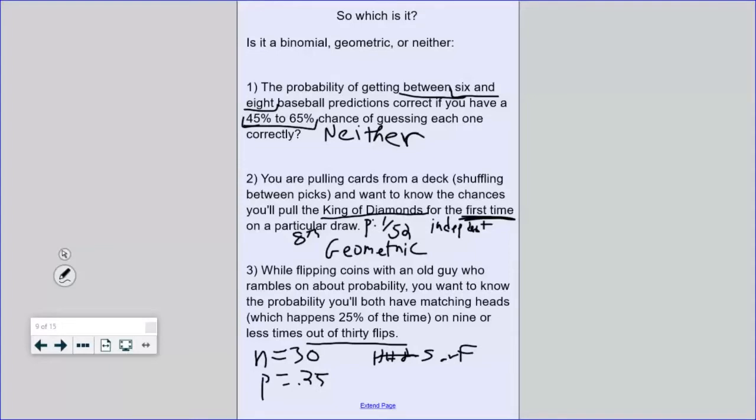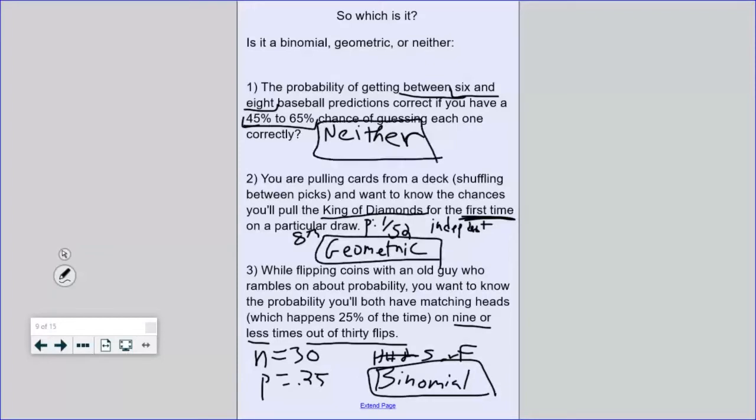And I'm doing it for a certain number. I want to know about 9 or less times. 9 or less. So that's how many successes, 9 or less. This is a binomial, just like the binomials we've already done. So this one is a binomial. All right, so we want to be able to tell those apart, because once we can tell them apart, now we know how we're going to solve them.